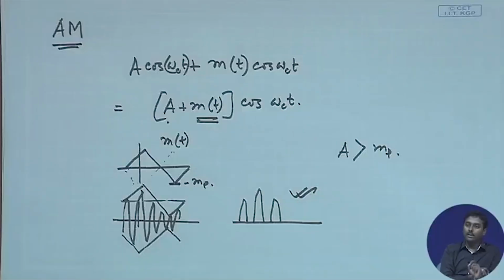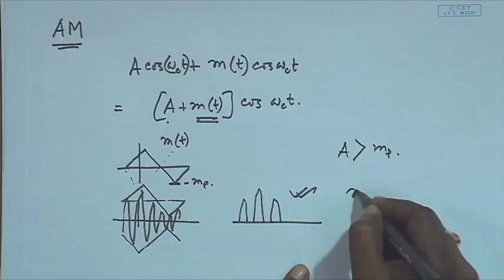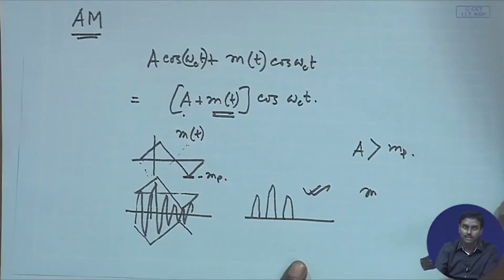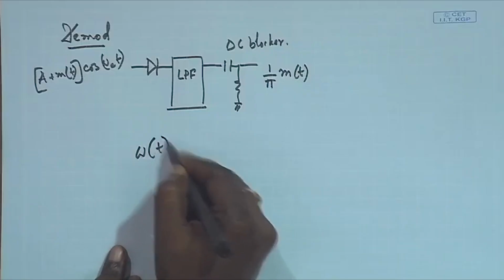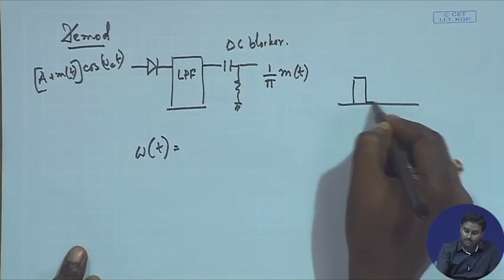So basically the diode can be represented as a multiplier, which will just multiply the signal coming in, A plus m(t) into cos omega ct, by a w(t), where w(t) is represented by that pulse train, which looks like this.